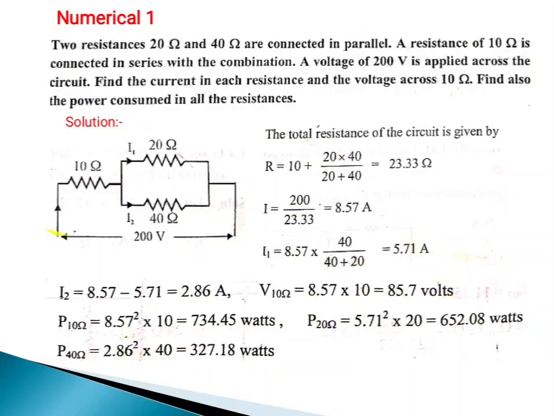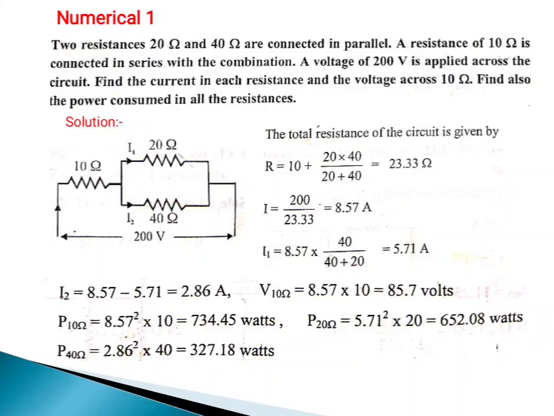So the main current we know, that is 8.57, and one of the branch currents we got is 5.71. Then the remaining current which is flowing through I2 is the main current minus I1, that is I minus I1. So 8.57 minus 5.71, we got the current flowing through 40 ohm, that is I2, as 2.86 amps.